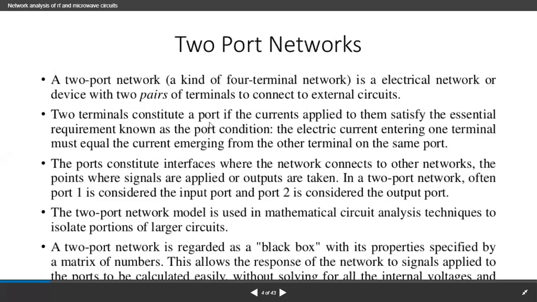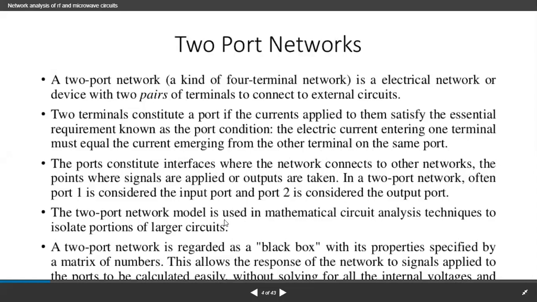Now two terminals which constitute a port, if the current is applied to that particular input or output, should satisfy the essential requirement which is known as the port condition. It can be like the electrical current entering one terminal must be equal to the current emerging from the other terminal on the same port. These are certain conditions. It changes according to your ports. Now a port constitutes the interface where the network connects to other networks, the points where signals are applied or outputs are taken. In a two-port network, port 1 is usually considered to be the input port and port 2 is considered to be the output port.